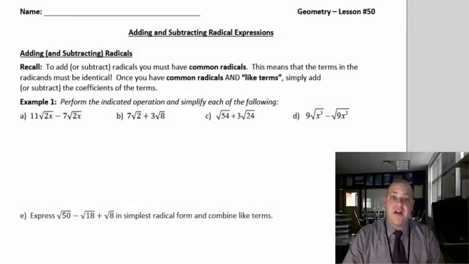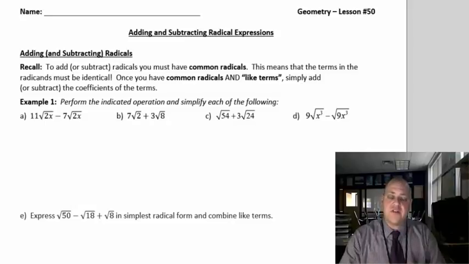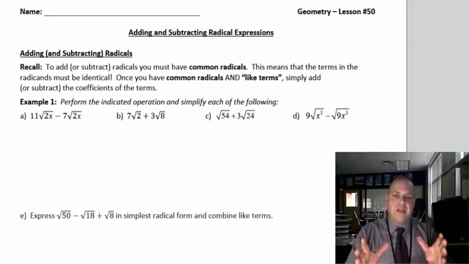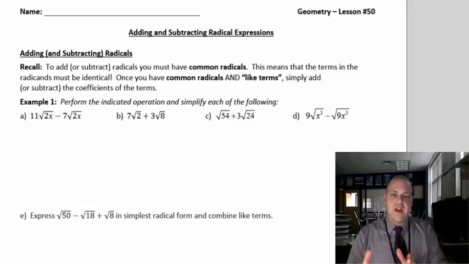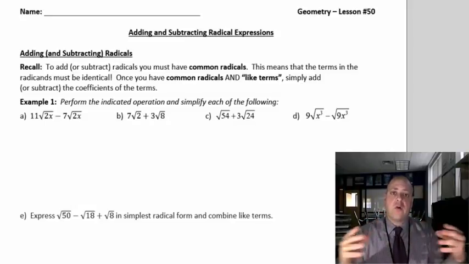All right, we did multiplying, dividing radicals, and we did rationalizing the denominator. Now we're going to do adding and subtracting radical expressions. The big difference between multiplying and dividing to adding and subtracting is you have to have the same radicals. You have to have common radicals in order to add and subtract.